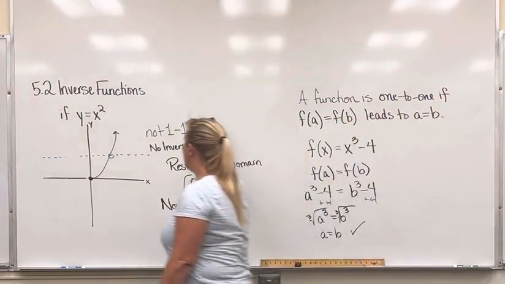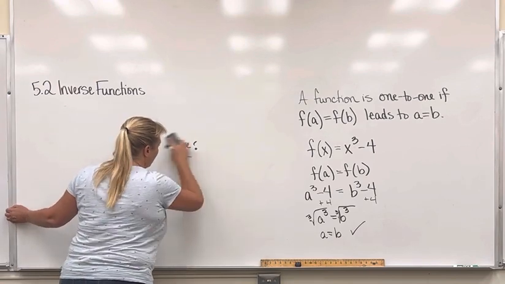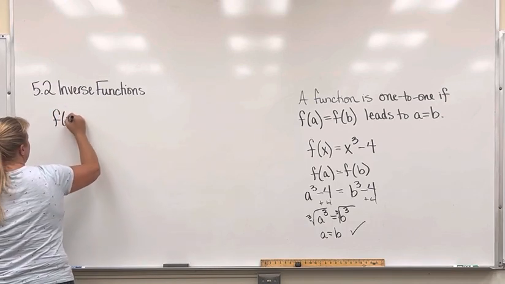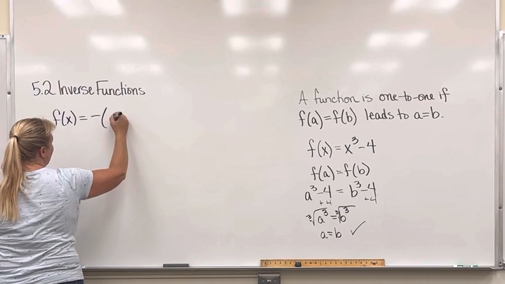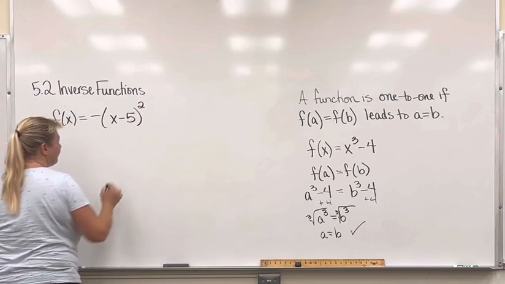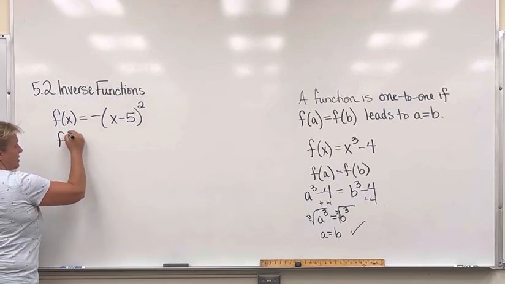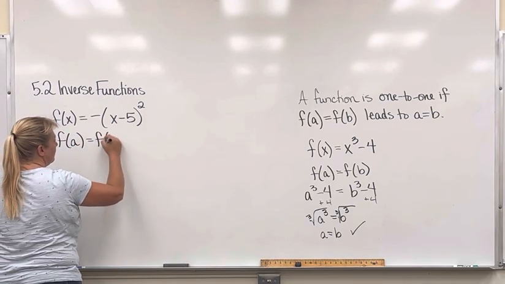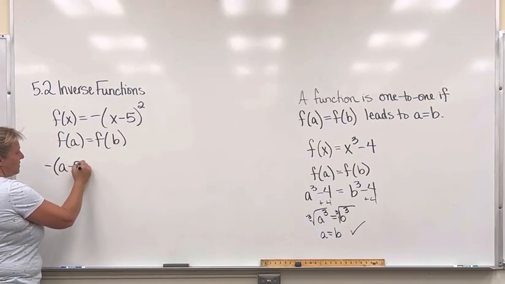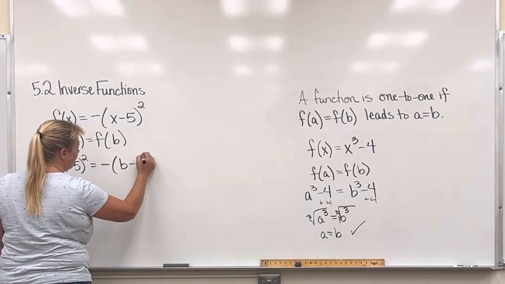Okay, so let's look at one that doesn't work so that you can see what it looks like when it doesn't work. And let's say that we had f of x is equal to negative x minus 5 squared. So we're going to set f of A equal to f of B. So we're going to plug in A and plug in B. So we have negative A minus 5 squared equals negative B minus 5 squared.